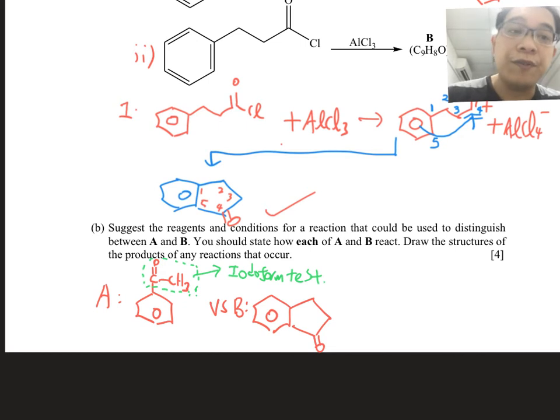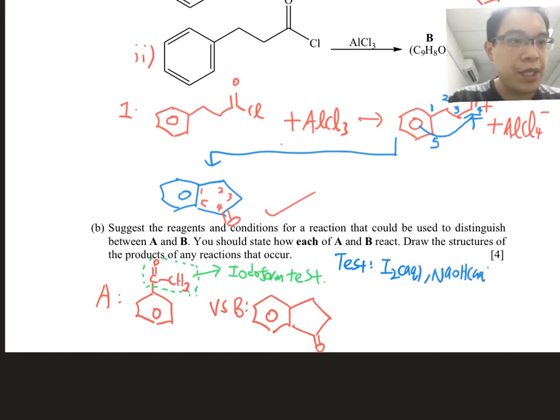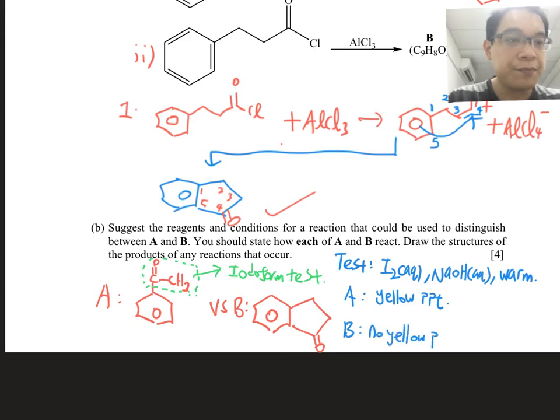So how does the iodoform test actually get carried out? So basically this is the reagent and condition. So let me write down the test. The test here, what you'll be using is I2 aqueous in the presence of NaOH aqueous, and you warm it. So what you will notice here is A will give you what we call the yellow PPT. Then your B here will have no yellow PPT.